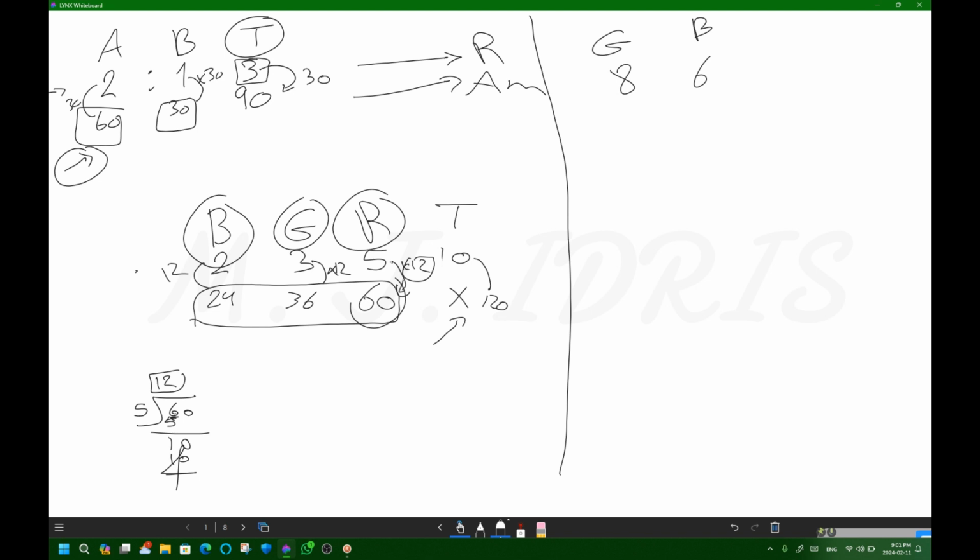So how to simplify this? Both of them are divisible by 2. So I'm going to divide both of them by 2 to get 4 to 3. This here is the simplest form. So this is what I call base ratio. This is the basic ratio of the whole thing. Now, using this, I can work and do everything I want. The total here is 14, but this is not important. What's important is this 7.